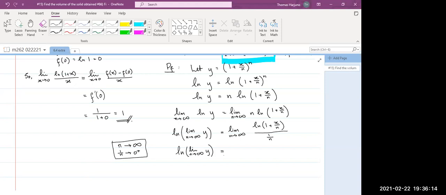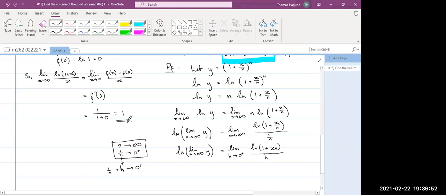Now on the right hand side here, I will do a substitution. If n goes to infinity, then 1 over n approaches 0 positive. I can call this h. h is the reciprocal of n. So I will do that substitution: limit as h goes to 0 positive of natural log of 1 plus xh, over h.